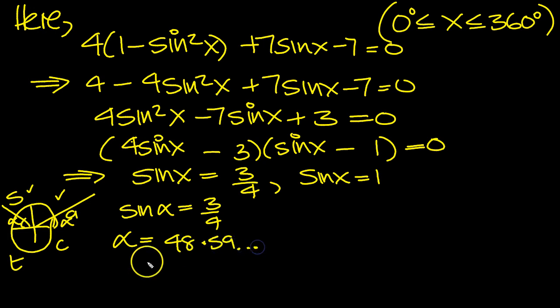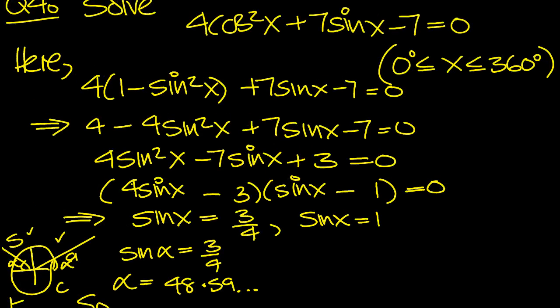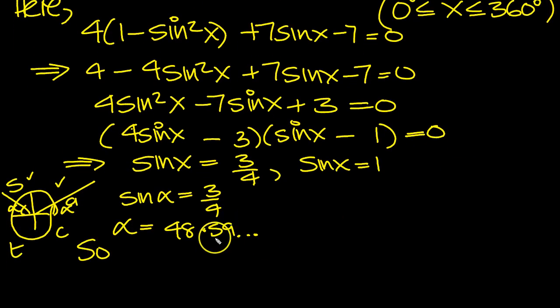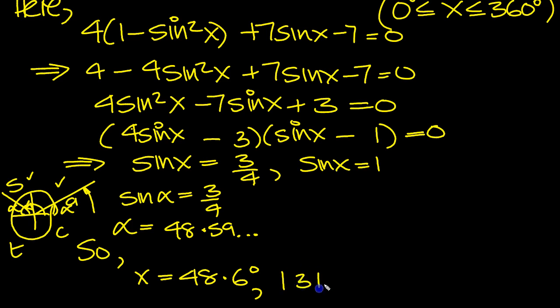48.59. So now we're working it, it doesn't say, so we just keep it nice and accurate then. Alpha, the first solution is round to here, so x will equal 48.6 degrees. We'll do it to 1 dp. And the next one will be round from here, round to here, which is 180 minus 48.59, which is 131.4. So that's that one done.